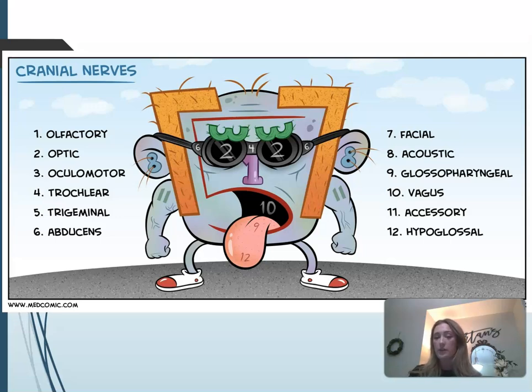Trigeminal, that's the feeling of the face. So you can see there's a 5, so think of drawing a 5 on your face, because that has to do with the feeling of your face. Okay, 7 is facial, so it encapsulates your face. And then acoustic is 8, so your ears. 8s kind of look like ears if you really think about it. And then accessory is the other one we're going to focus on, and that is your shoulders. So this is tested with shrugging of the shoulders against resistance.